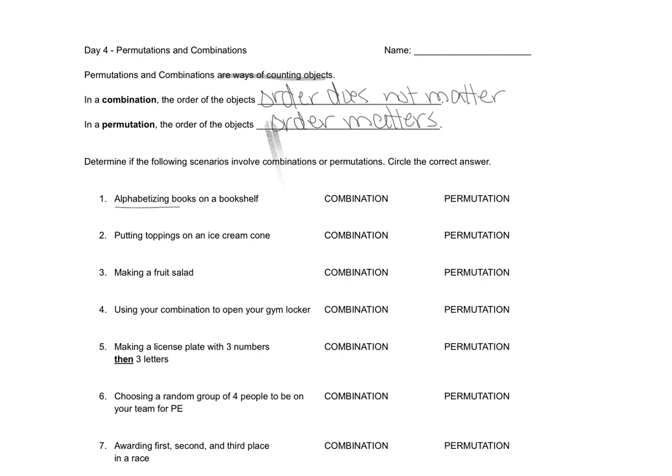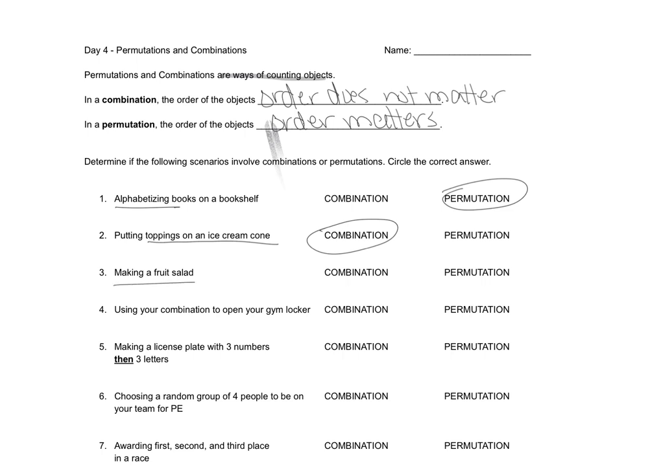So alphabetizing is, I would think, kind of an obvious one, because alphabetizing definitely indicates that there's an order. So anytime you're putting something in alphabetical order, that means it'd be a permutation, so the order does matter. Okay, putting toppings on an ice cream cone. While I know some of you have a preference in the order that you put the toppings on, ultimately the order does not really matter. So that's going to be a combination.